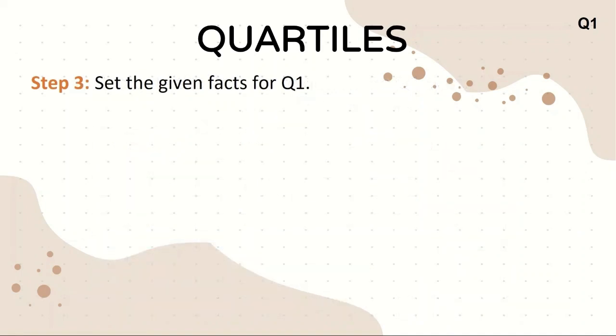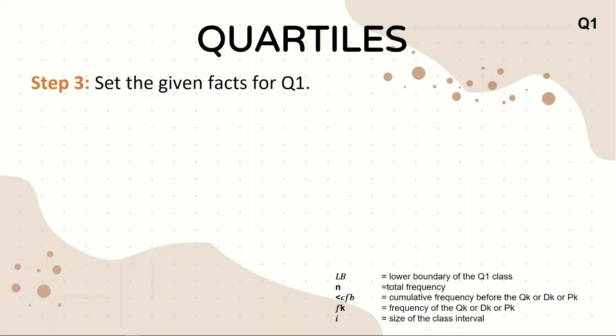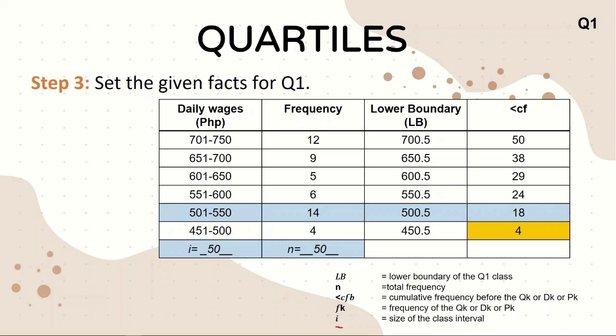Now, for step 3, set the given facts for the first quartile. We have to find the lower boundary of the first class, the total frequency, the cumulative frequency before the quartile 1 class, the frequency of the quartile 1 class, and the size of the class interval. So we have to refer to the cumulative frequency distribution table.